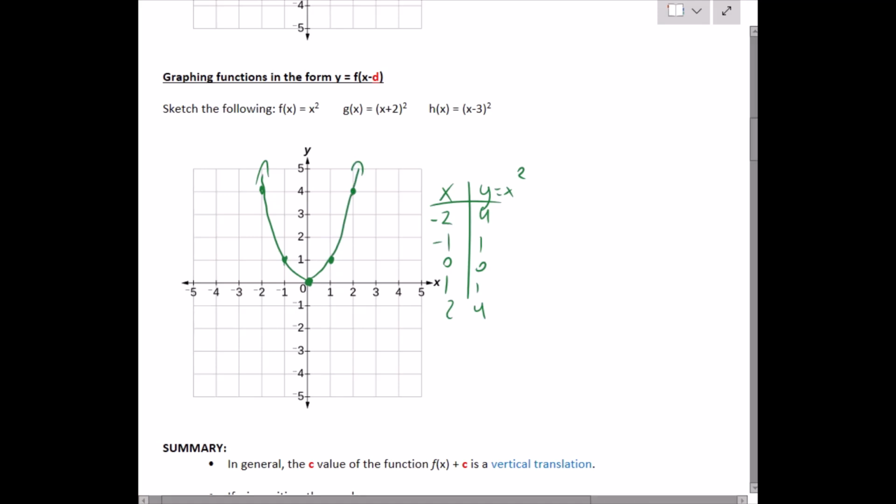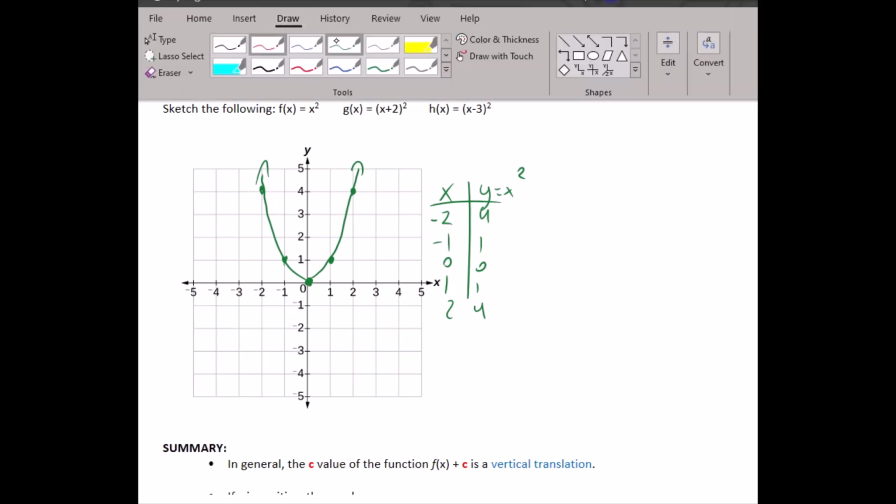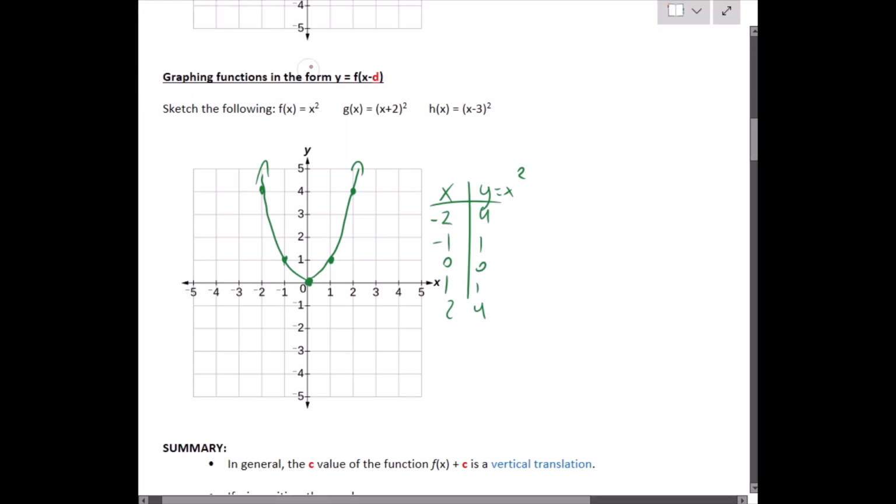So this right here, this is a translation to the left. So we're going to take each of our coordinates, we're going to move them all left by 2 units. So at 0, you go 1, 2. So here is our new point at -1, 1. We can move this to the left, so 1, 2.